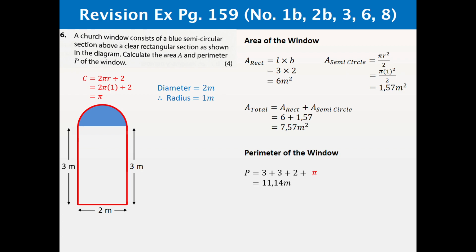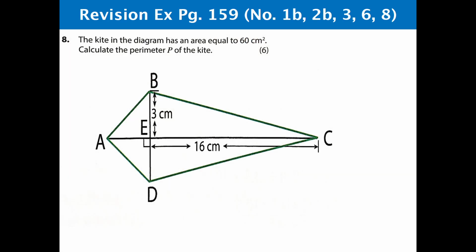And then the last one that you had to do was number 8. Okay, number 8 looked like this. It says the kite in the diagram has an area that's equal to 60. So you're going to have to use that area to work out something. They want you to calculate the perimeter.